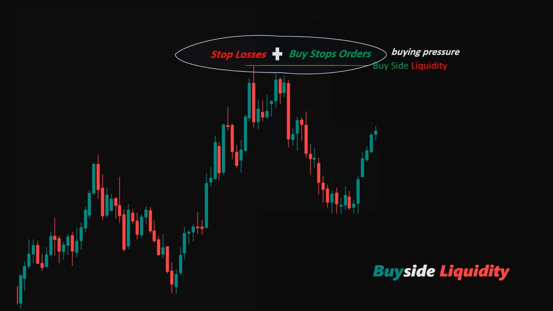But here's the key, that's exactly where institutions are waiting. Not to buy, but to sell. They use these liquidity pockets as ideal exit points to offload large positions at favorable prices. So while retail traders are buying into the move, smart money is selling into the hype.